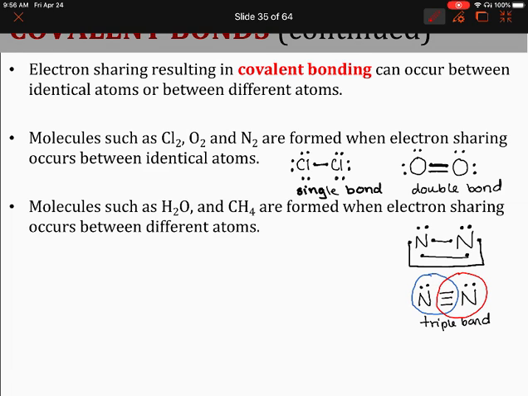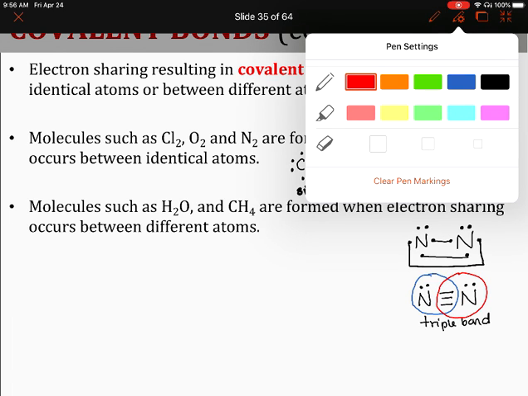Now, we can only go as high as a triple bond. We cannot have a quadruple bond, for instance. So really the only type of bonding that you can have for covalent bonding are single bonds, double bonds, and triple bonds. Now, what about water and CH4, which is methane?